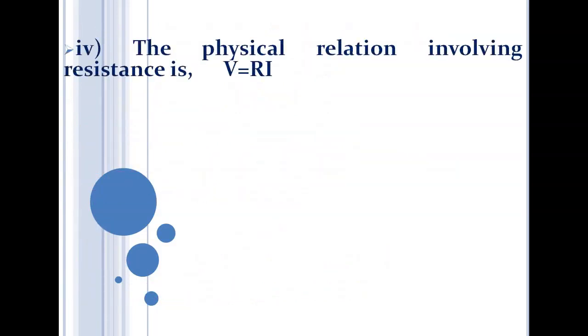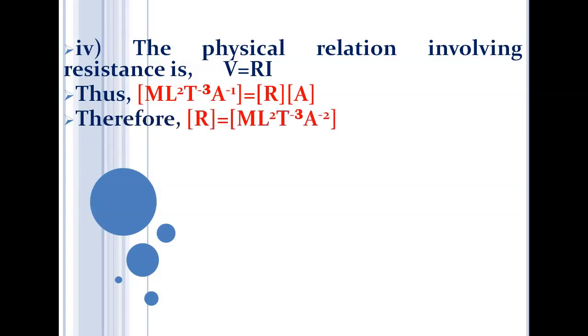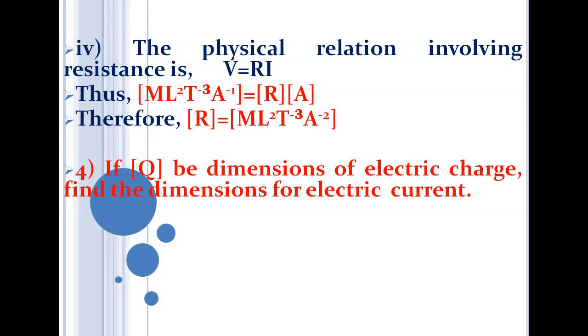Now let's go for the last part of the discussion. The physical relation involving the electrical resistance is V equals RI, and we are familiar with I having the dimension A. After that we have to find the dimensions of R. So V we have just found before as ML^2T^-3A^-1. So the dimensional formula for the electrical resistance is ML^2T^-3A^-2. In this way we can find the dimensional formula for various quantities. Now let's go for the next question.